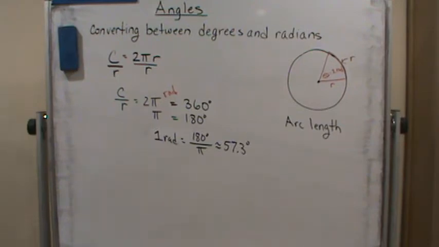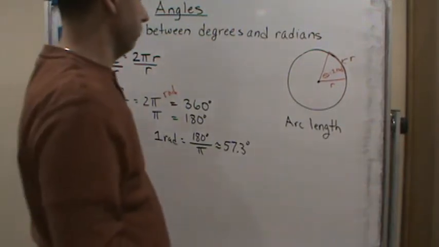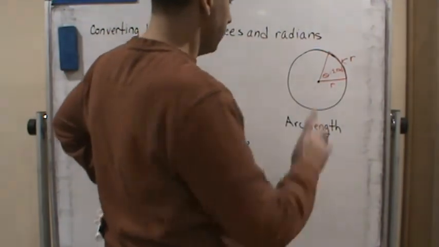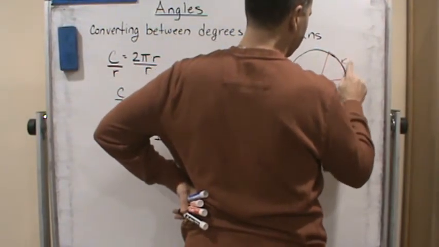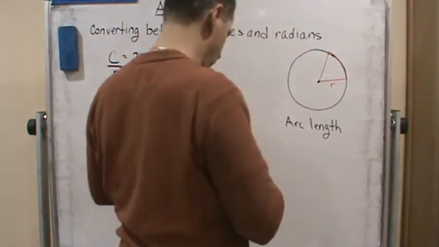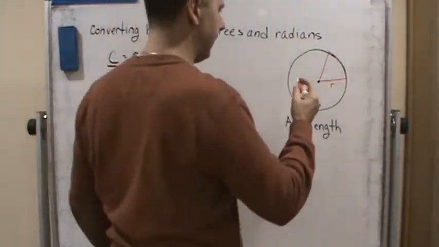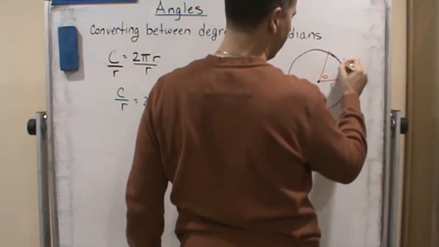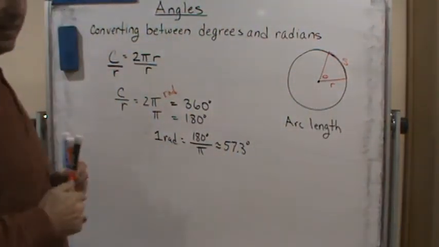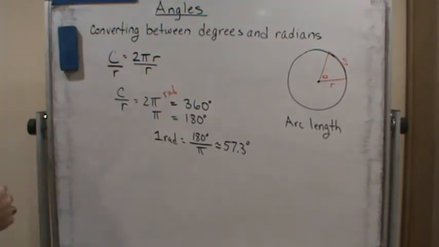Now, let's talk about arc length. In general, if we have theta, and this is the arc length, and arc length is denoted by S. So how does arc length relate to radians?